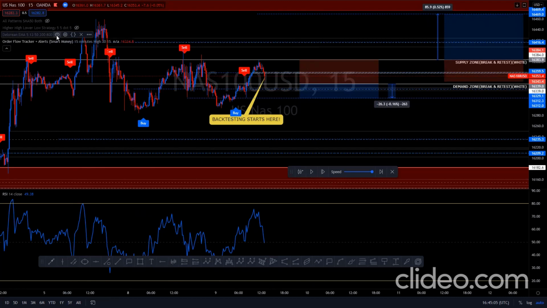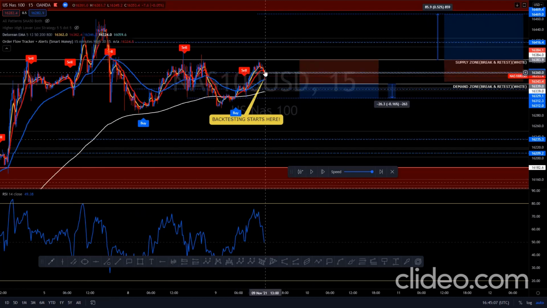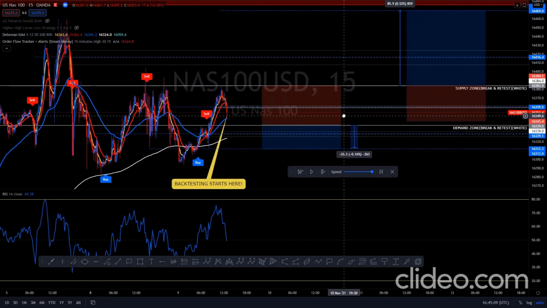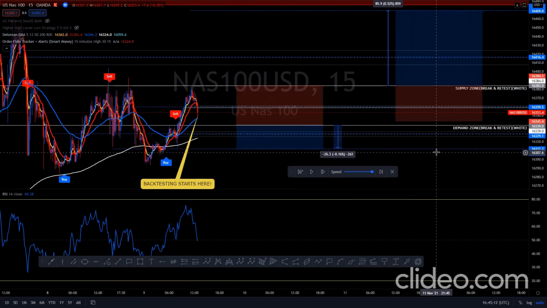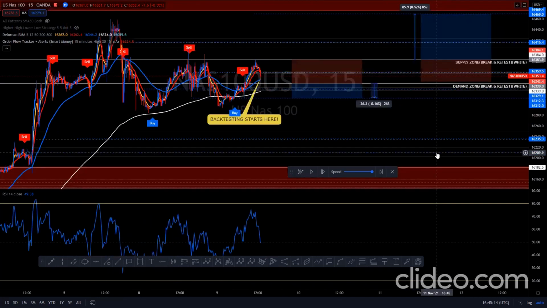Oh, and one more thing. Then, of course, I turn on my Delorean EMA indicator and then I wait for the cross as well. So wait for that cross and then see what happens. So now let's play the replay.